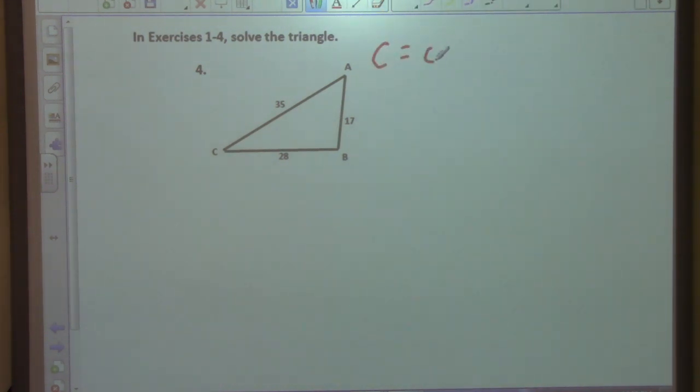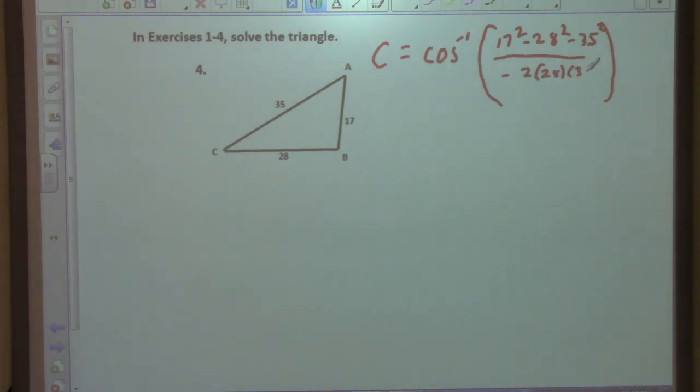C equals inverse cosine of 17 squared minus 28 squared minus 35 squared over -2 times 28 times 35. And then I got C equals 28.652. And 652 what? Degrees, thank you.